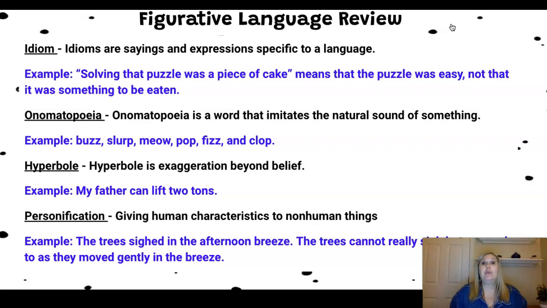Personification. The word person is in personification. So personification means giving human characteristics to non-human things. So, for example, the trees sighed in the afternoon breeze. The trees cannot actually sigh, but they seem to as they move gently in the breeze. So personification gives person-like qualities to things that are not real people, okay?